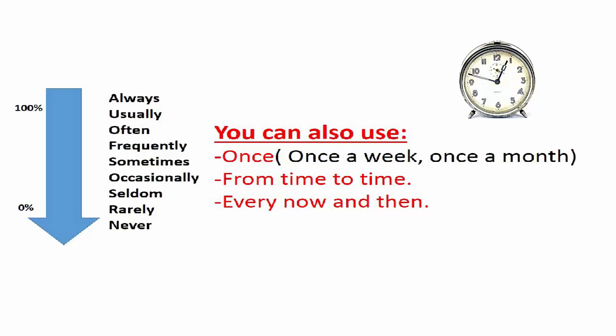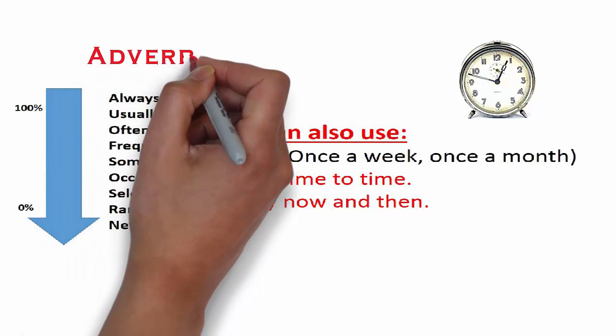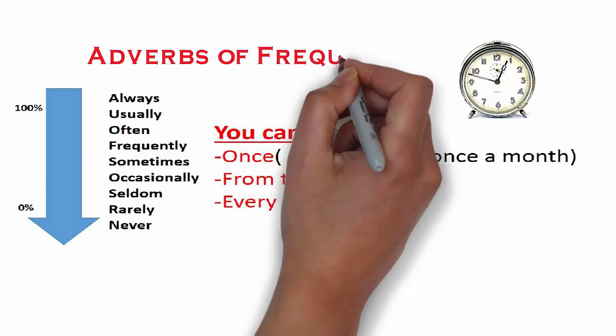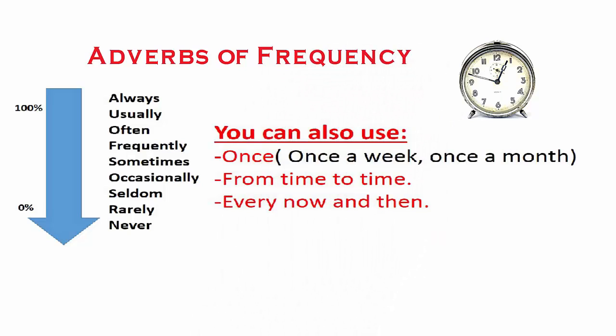Now what? Now we talk about some of the keywords that we can use to express the present simple tense. We call them adverbs of frequency because we use them to talk about our habits. How often do we do something? Do we do it every day? Do we always do it? Or do we never do it?